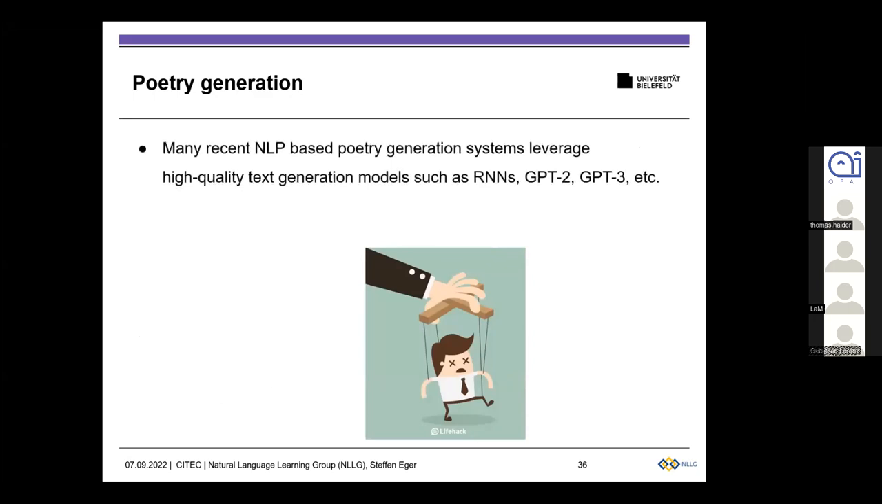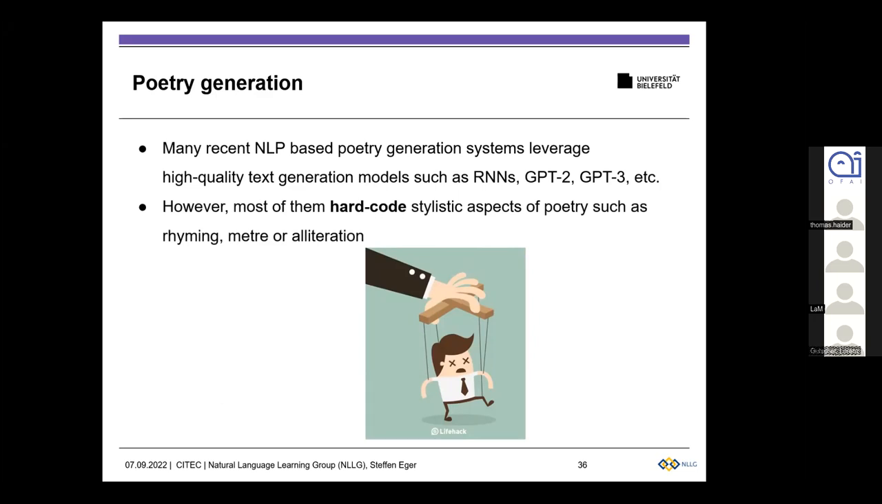And here the insight is, in recent years, there have been many NLP-based poetry generation systems that leverage high-quality text generation models, such as the ones that we've seen, for example, RNNs or one of the GPT model series. However, most of them hard code stylistic aspects of poetry, such as meter, rhyming or alliteration. So basically, the model itself has very little intelligence, and all the intelligence is in the human. So the human is micromanaging the model, and the model is just a puppet of the human.